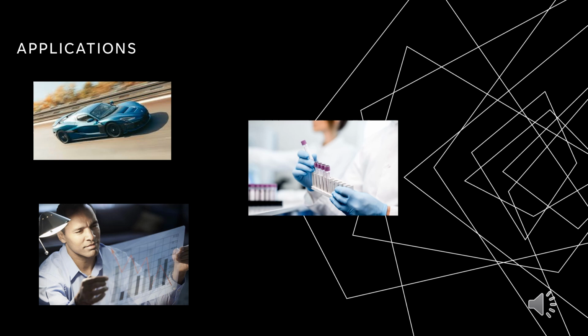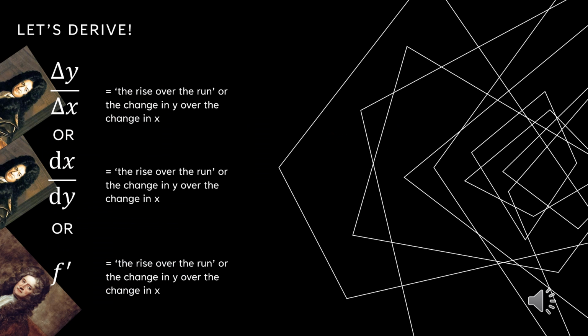You know how far the car drove in 10 seconds? How would you find out its velocity? Derivation. You work in medicine. How do you calculate the rate of absorption, distribution, and elimination of drugs in the body? Derivation. You're an economist, and you need to know the marginal costs of a production. Derivation. So how do we do it?